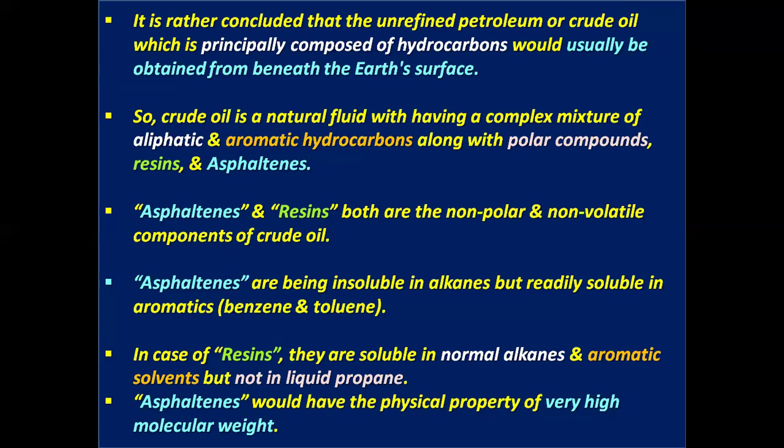So, crude oil is a natural fluid with a complex mixture of aliphatic and aromatic hydrocarbons along with polar compounds, resins, and asphaltenes. Asphaltenes and resins are both nonvolatile components of crude oil. Asphaltenes are insoluble in alkanes but readily soluble in aromatics, that is benzene and toluene. Resins are soluble in normal alkanes and aromatic solvents, but not in liquid propane.